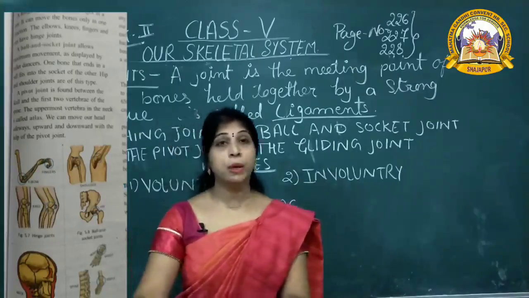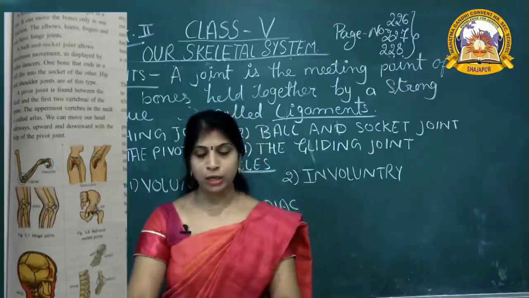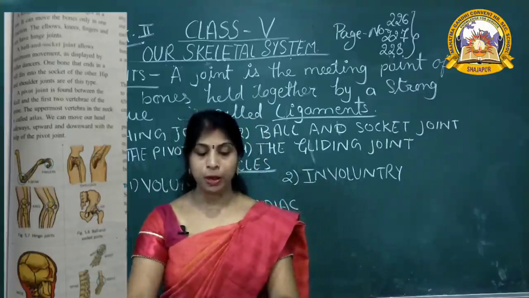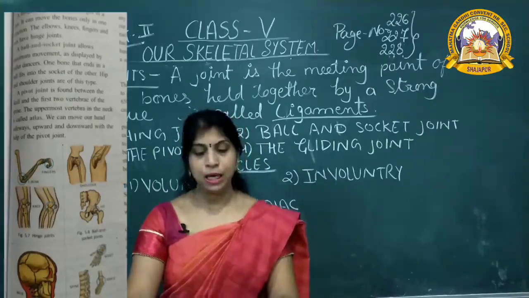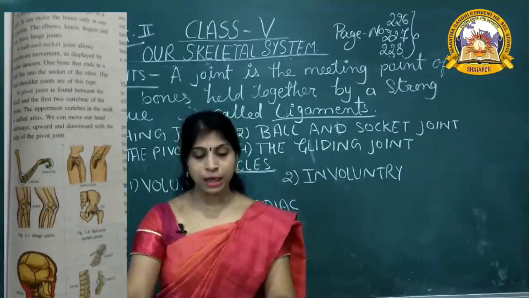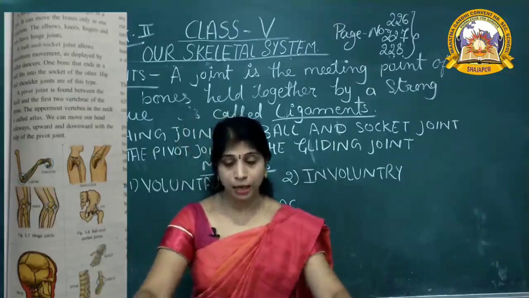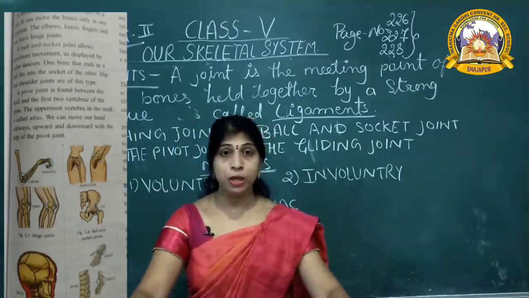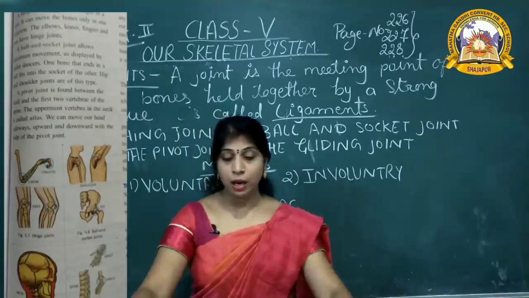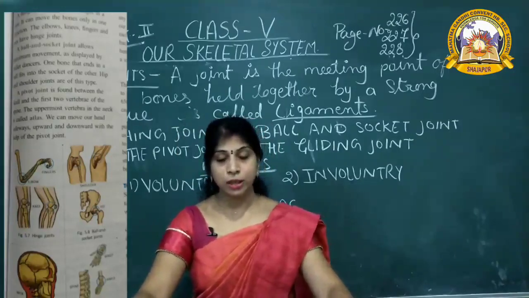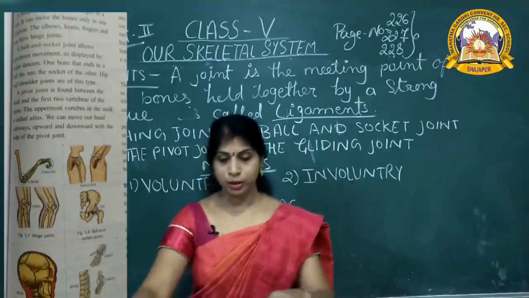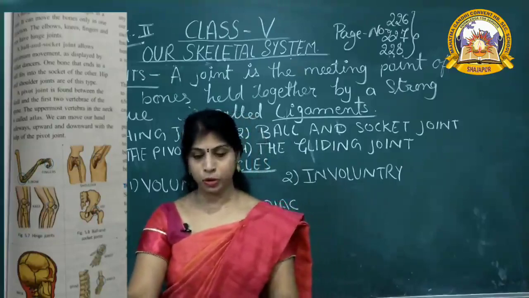Next one, the pivot joint. A pivot joint is found between the skull and the first two vertebrae of the spine. The uppermost vertebra in the neck is called atlas. We can move our head sideways, upward, downward with the help of the pivot joint.